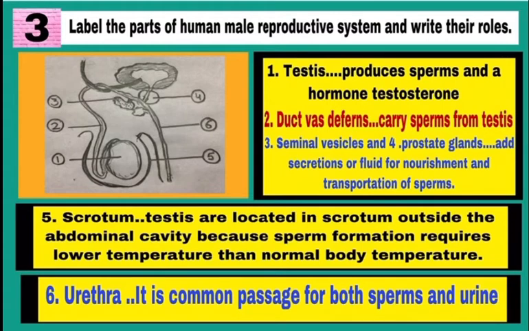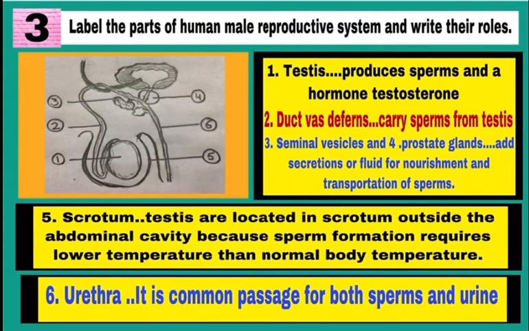Number 2 labeling, see. It is a duct. It is the vas deferens and its role is to carry sperms from the testes. Number 3 and number 4 labeling, see. Number 3 is seminal vesicle and number 4 is prostate glands. What is their role? They add secretions or fluid. What is the role of this secretion? It is for nourishment and transportation of sperms.